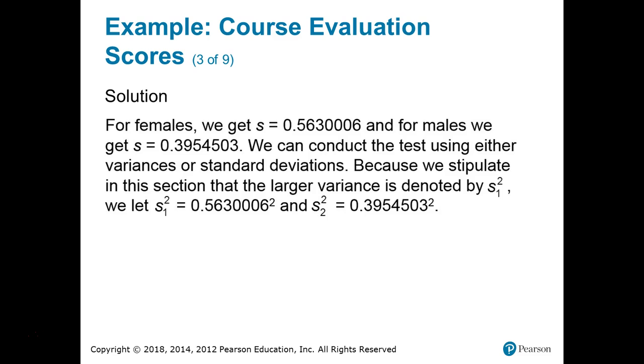So for females, we get our standard deviation of 0.563, and for males, we get s equal to 0.395, and we can conduct the test either using the variances or standard deviations. Because we stipulate that the larger variance is going to be s1, we will let the females be sample 1, and then the males will be sample 2. Again, these values could be determined from your TI-84 or StatCrunch, Excel, anything.